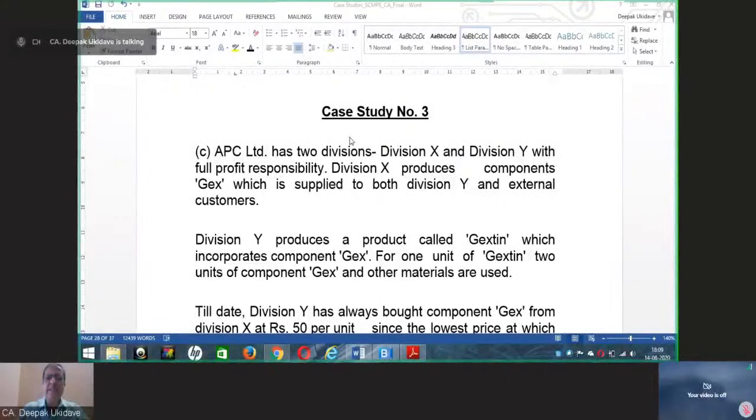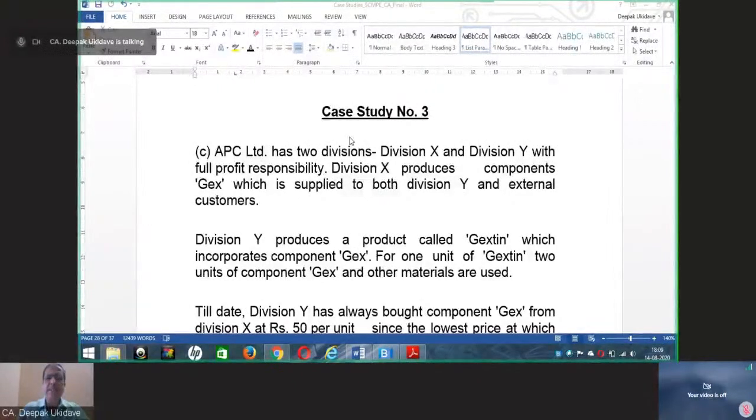Now we look at Division Y. Division Y produces a product called Jextin, which incorporates component JEX. For 1 unit of Jextin, 2 units of component JEX and other material are used. This is a very important piece of information, that for manufacturing 1 unit of finished product, Division Y requires 2 units of the component.